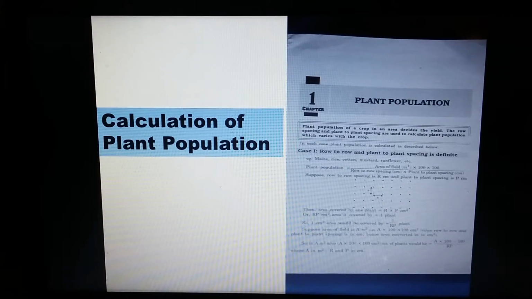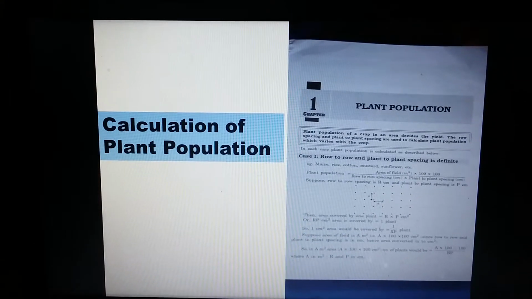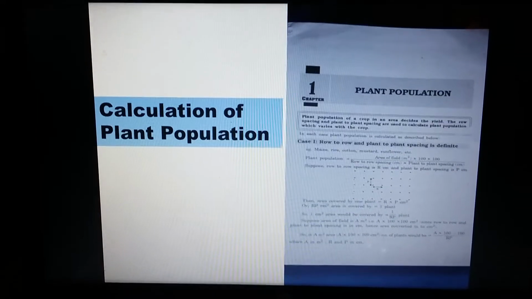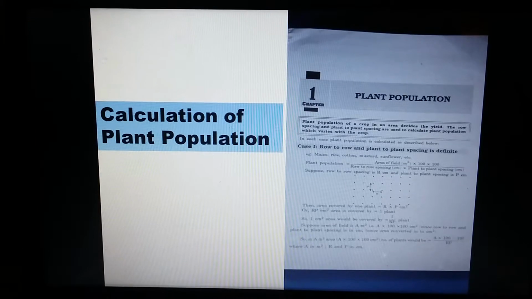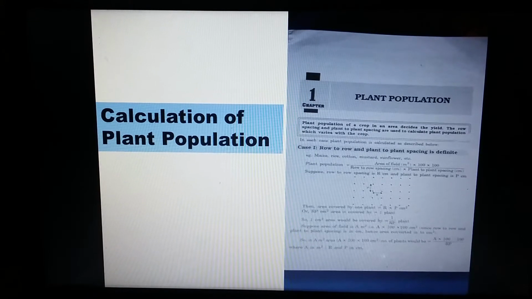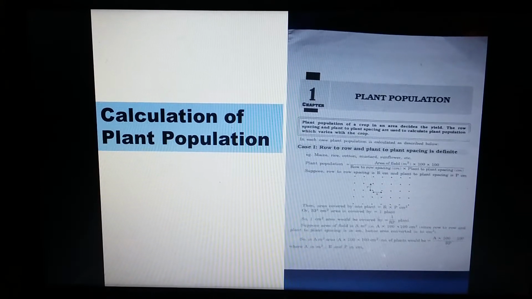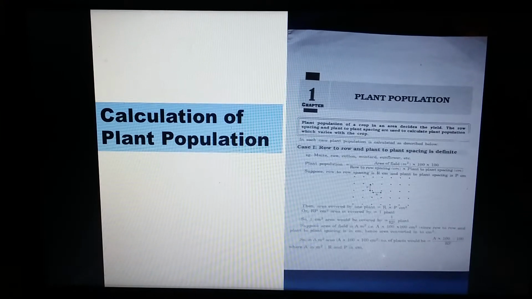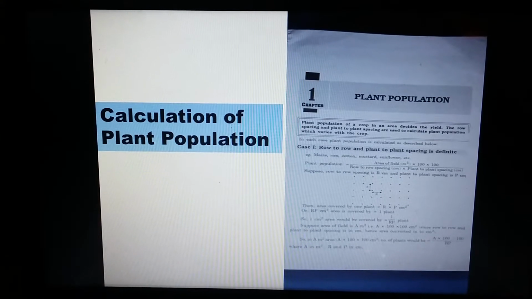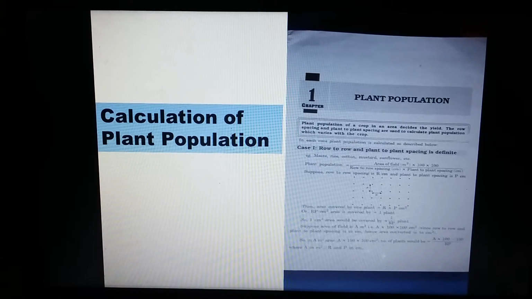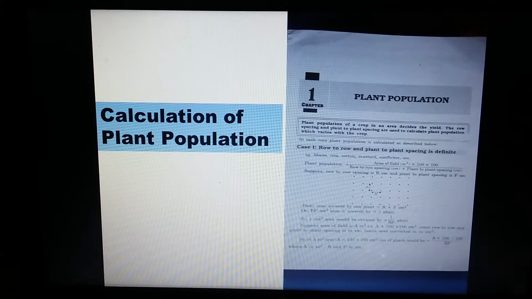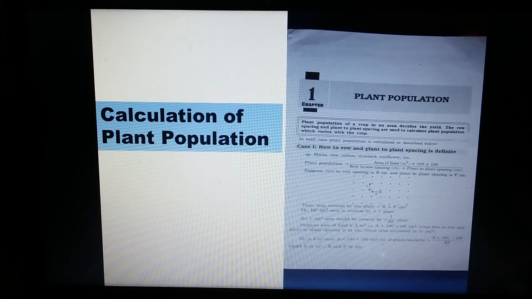If you denote the area of a field by A, row to row spacing by R and plant to plant spacing by P, then the formula will be plant population equal to A by R into P. Suppose the area of a field is in meter square, but your row to row spacing is in centimeter and plant to plant spacing is in centimeter. So we have to convert this centimeter into meter.